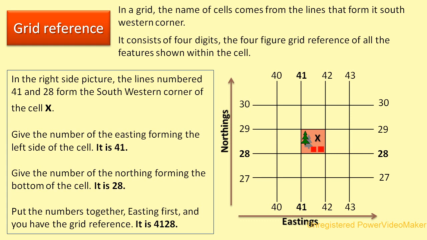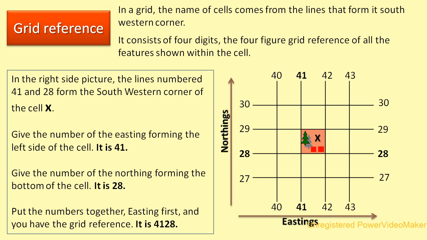For example, in the right side picture, the lines numbered 41 and 28 form the southwestern corner of the cell X. On the right side you will find a picture, and in that one cell is marked with the pink color and an X symbol in it, that is cell X. We take the south western corner, the south side, left side corner of the cell.